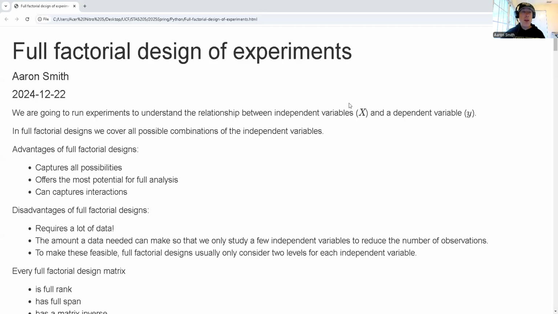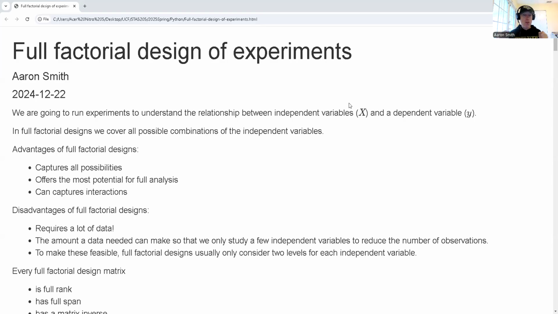Hi, in this video, we're going to take a look at full factorial design of experiments. In full factorial designs, what we're trying to do is capture all possible combinations of all of our interesting factors to get the most complete information possible. This is very, very powerful because I get the deepest, most in-the-weeds look at my data.